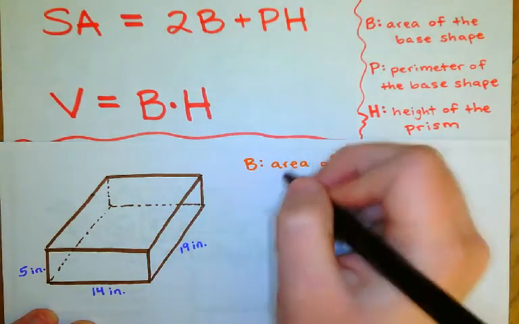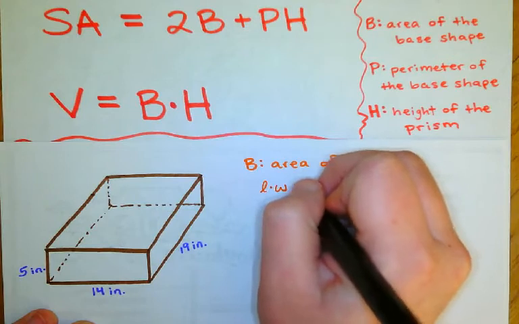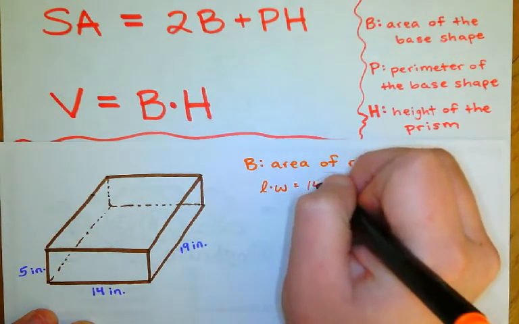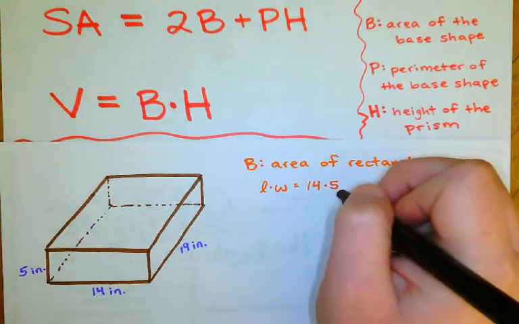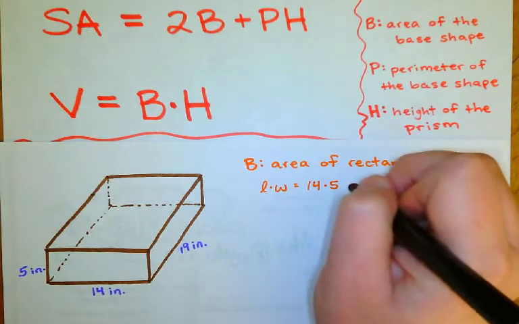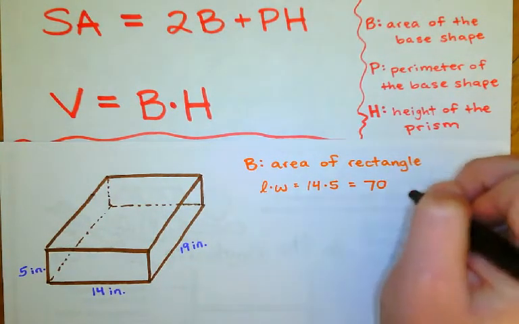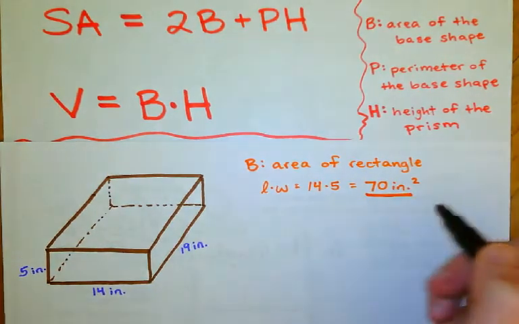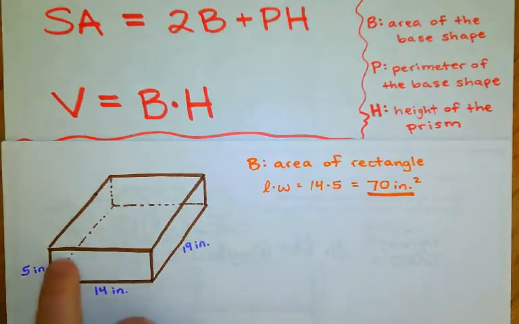Alright, so this is length times width, so 14 times 5, which is 70 inches squared. There is the area of our base rectangle.